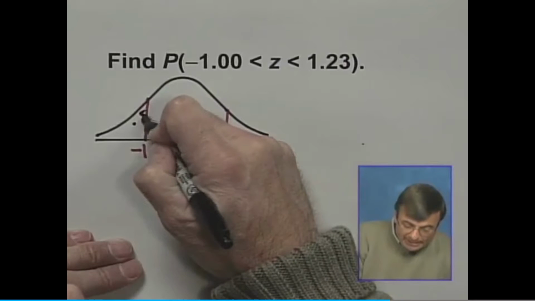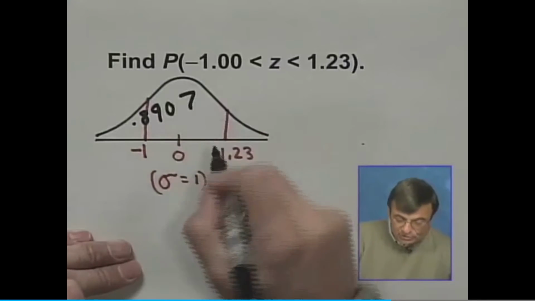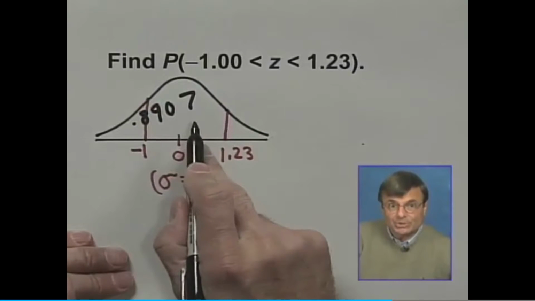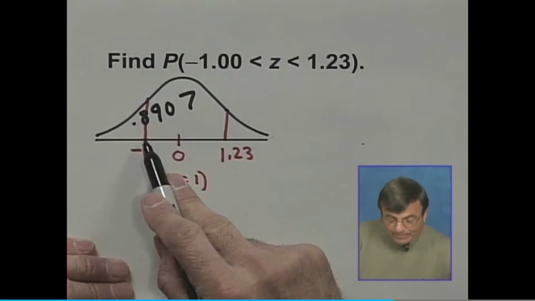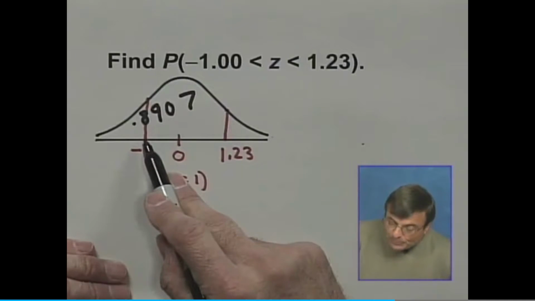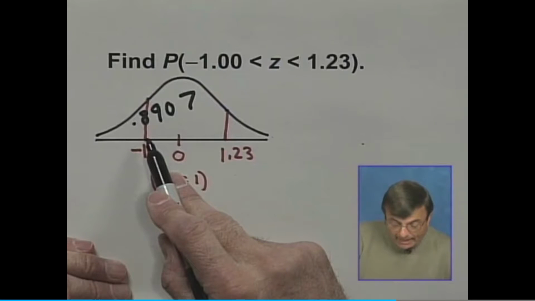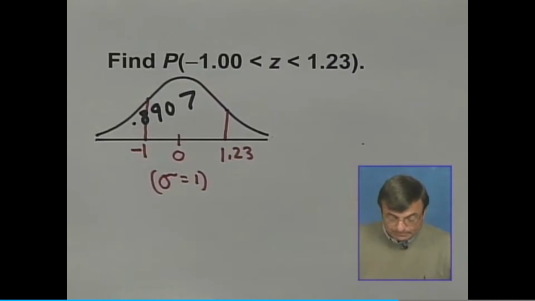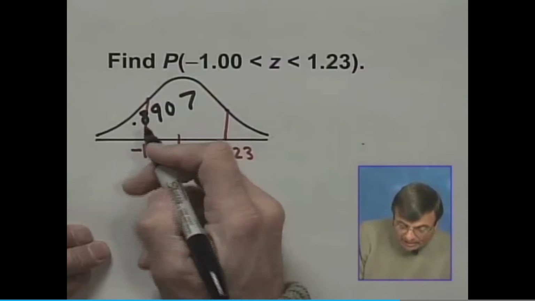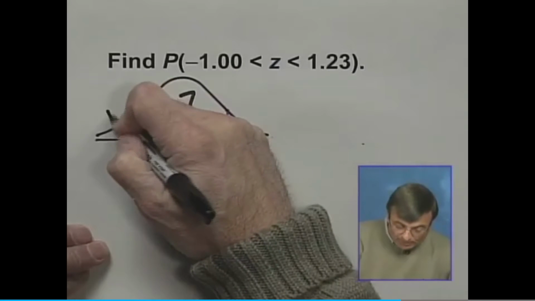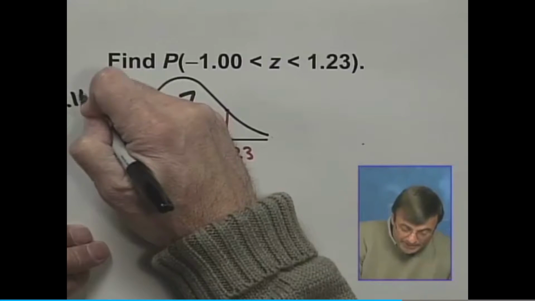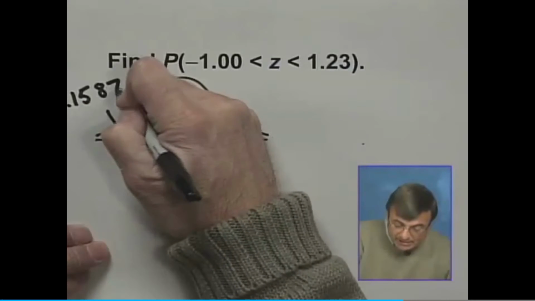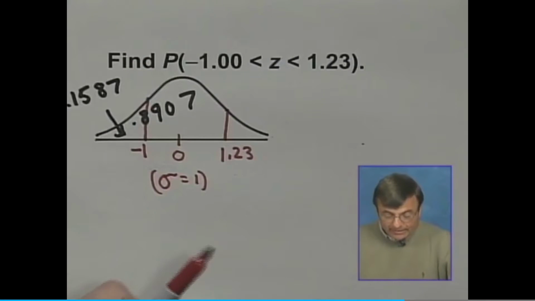So I'm going to write 0.8907, sort of overlapping both regions. Now if I look up -1 in table A-2, I find an area of 0.1587. For this little portion out here, it's a bit small to write. I think I'll put it up here, 0.1587. Now, think about this.